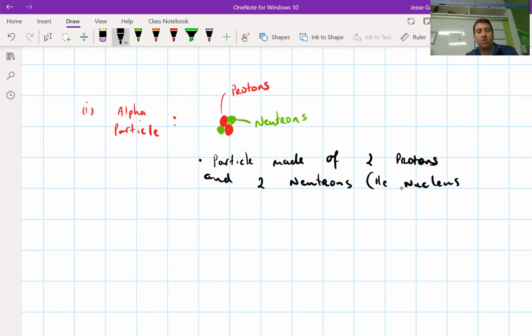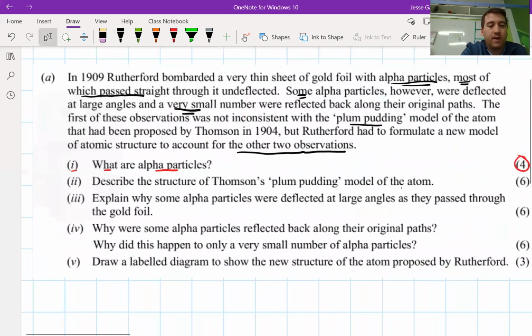All of this is scoring marks. You will probably score the marks for that, but definitely don't just draw the diagram. The diagram is a backup. It's a particle made of 2 protons and 2 neutrons. Definitely reckon we got the 4 marks there. Right, next one. Jump back over here quickly, because we're on the clock.